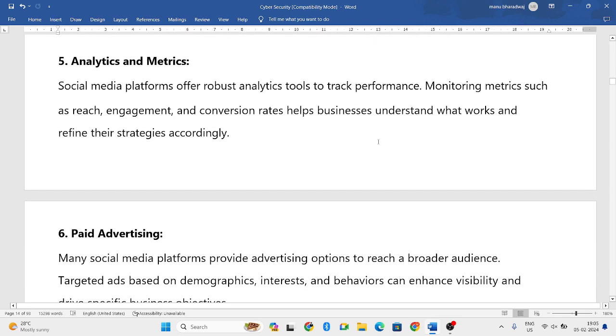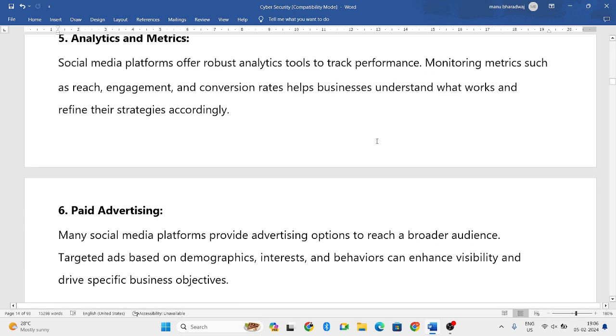Next, analytics and metrics. On social media, you have to analyze how well your marketing has reached, how many audience you have reached, what the response from the audience is, and what the feedback from the audience is, and accordingly you have to plan further strategies. It's very important that you track the performance of your social media marketing. So analytics and metrics is also one of the important aspects of social media marketing.